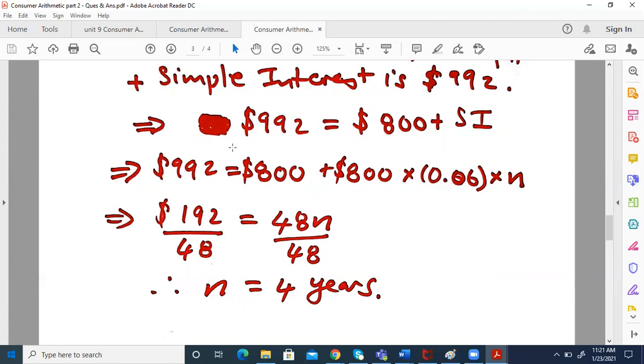Right? So you just subtract 800 from both sides to get the 192, and then the 800 here times the 0.06, you get 48. So you end up with 192 equals 48n and divide by 48. So you get 4 years.